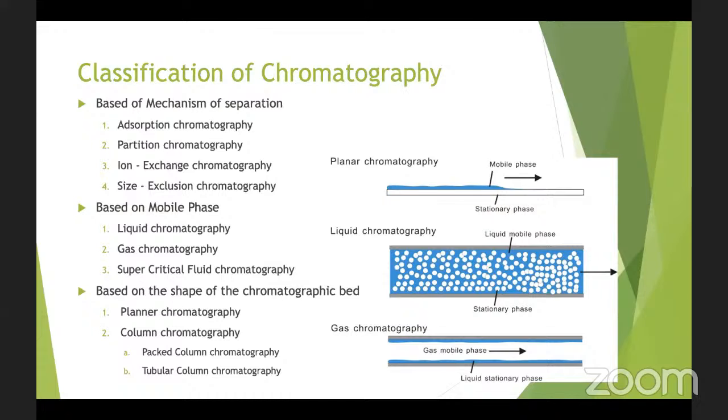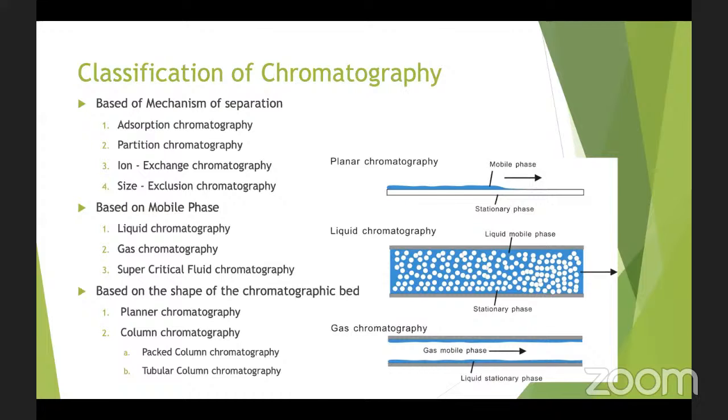The resins are pre-attached with ions, and when your component that has to be isolated comes into the column, it replaces the existing ions on the resin with itself, and hence they get stuck in the column. So this is ion exchange chromatography.